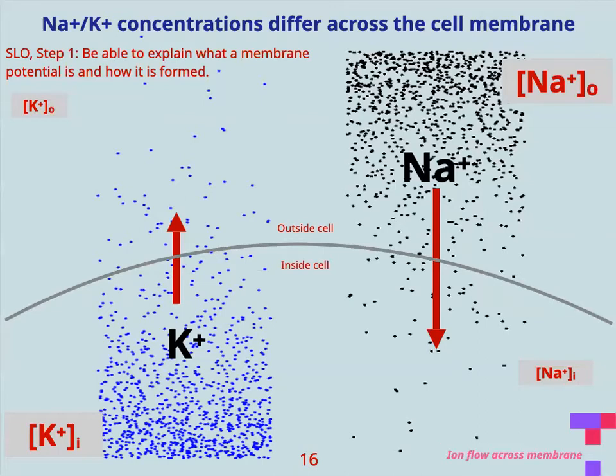So this slide here just again shows that there's a higher concentration of potassium inside the cell and a higher concentration of sodium outside the cell. So if we were to insert ion channels into a cell membrane here, we should be able to see that potassium will flow down its concentration gradient and exit the cell, whereas sodium would enter the cell. In other words, you'll see a potassium efflux and a sodium influx.